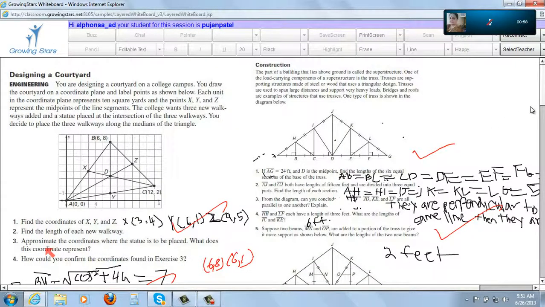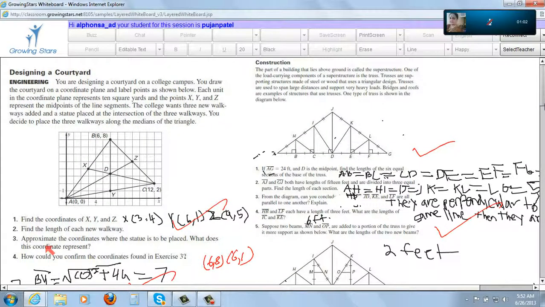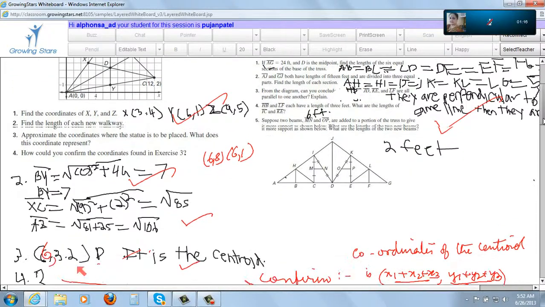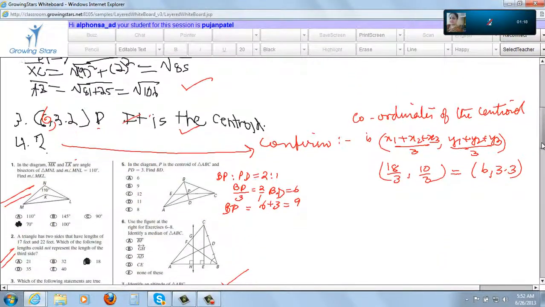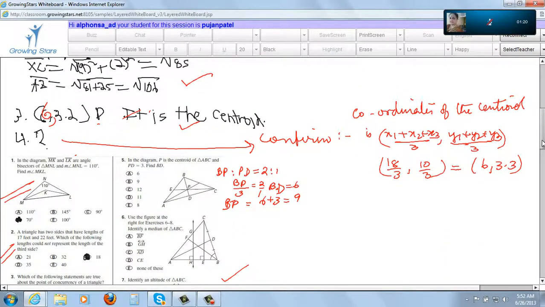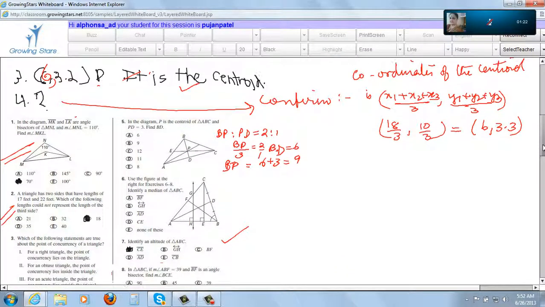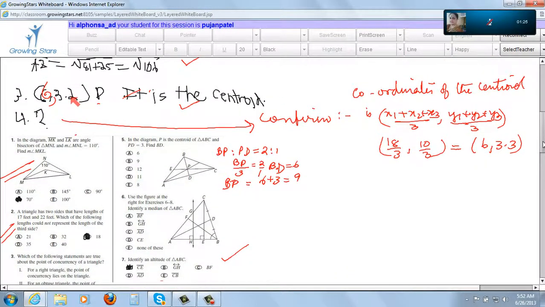Approximate the coordinates where the statue is to be placed and what does this coordinate represent. You must have looked at the grid, at the graph, and counted the coordinates and written it. And you got it as 6, 3.2, right? That's right. But then look at the fourth question. It says, how could you confirm the coordinates found in this exercise? That is 6, 3.2. How do you confirm it?